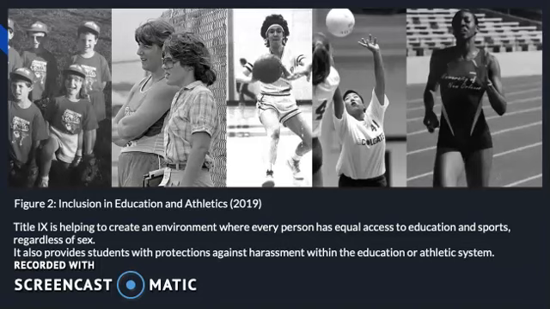For this image, we just chose this to represent that Title IX is helping to create an environment where every person has equal access to education and sports regardless of sex. It also provides students with protections against harassment within the education or athletic system. Anyone and everyone can access quality education with equal treatment for all students.